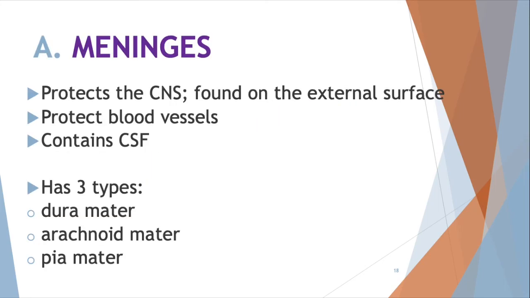The meninges protects the CNS. It is found on the external surface of the brain. It also protects the blood vessels and contains the CSF or the cerebrospinal fluid. So your meninges has three types. We have the dura mater, we have the arachnoid mater, and we have the pia mater.